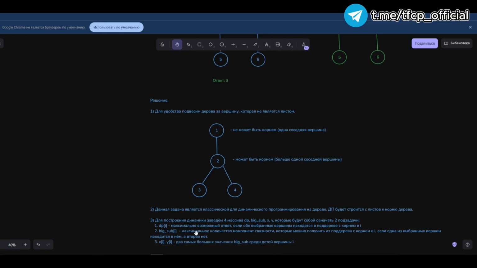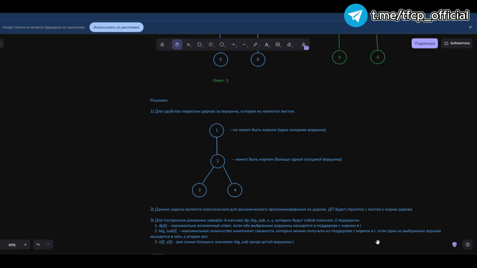Big sub. This will be the maximum number of connected components that can be obtained from the subtree with root at A if one of the selected vertices is in it and the other is not. So conditionally, we chose vertex A in this subtree, while vertex B will be located somewhere outside of this subtree, and it will go from A through our tree along the chain of removable vertices. We will count how much this will result in.